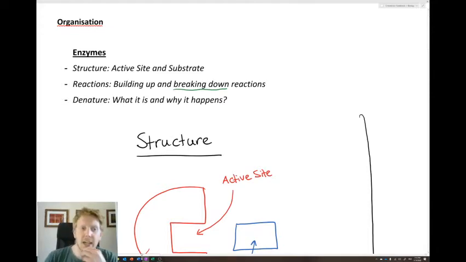What we're looking at today is enzymes in this next video. Specifically, we're going to be looking at three components that we need to know about enzymes: their structure, the reactions that they work with, and then what denaturing is. So let's start nice and easy with the structure.